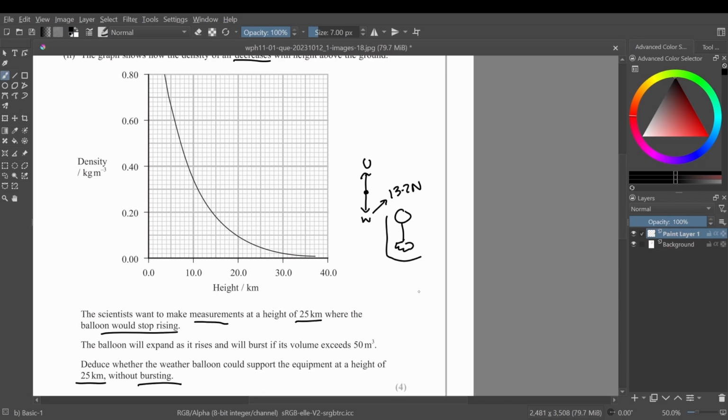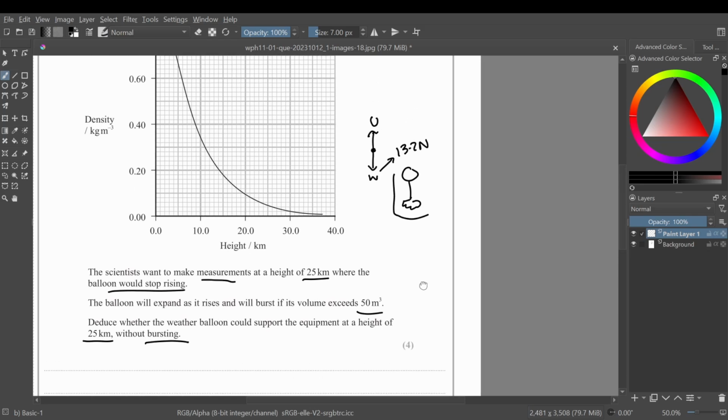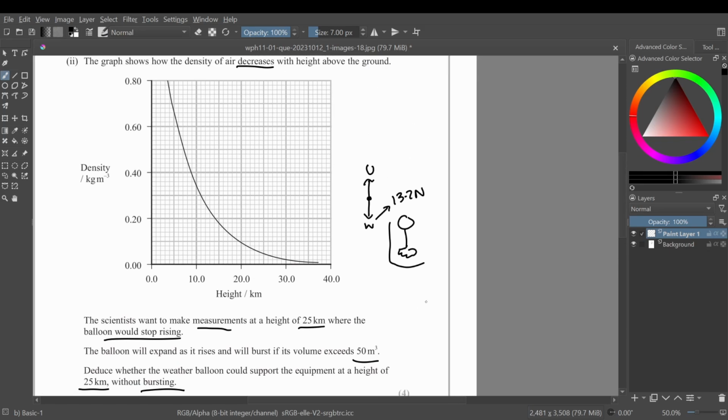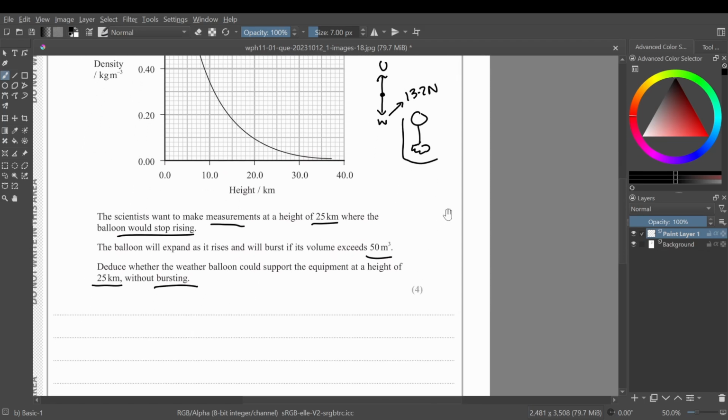so now we need to figure out whether the volume exceeds the 50 meter cube at the height of 25 kilometers, right? If it bursts, of course the equipment will fall down and it will not help the scientists at all. So in order to find the volume, we can use the formula of upthrust, right? Upthrust is equal to mg, similar as weight is equal to mg. Okay, same thing as from the previous part.